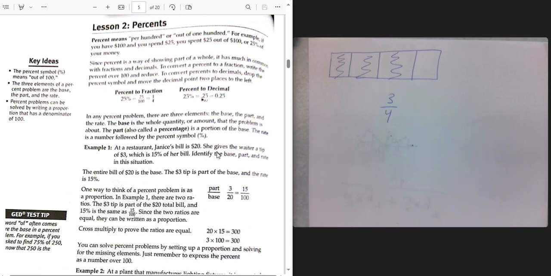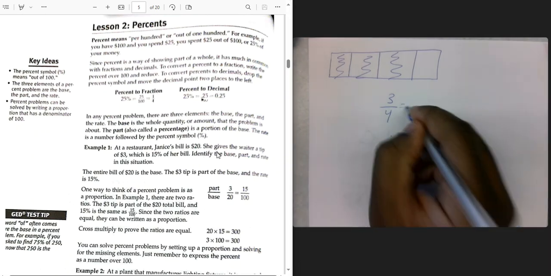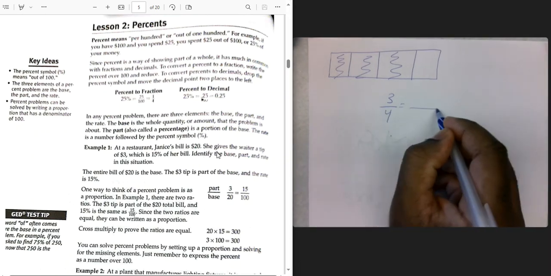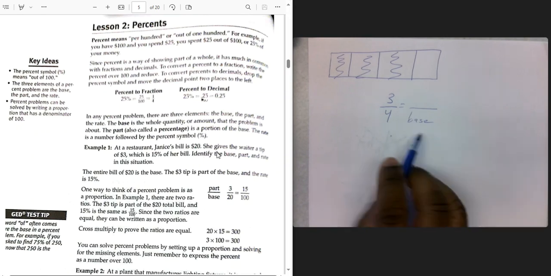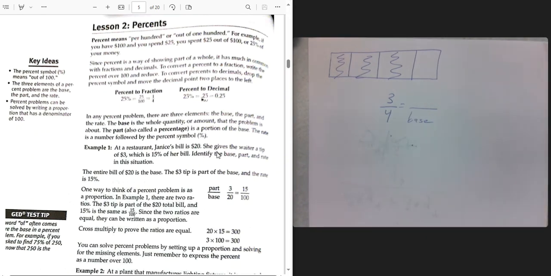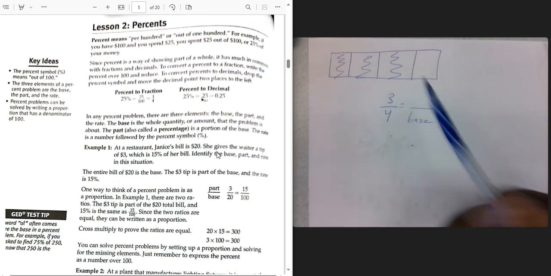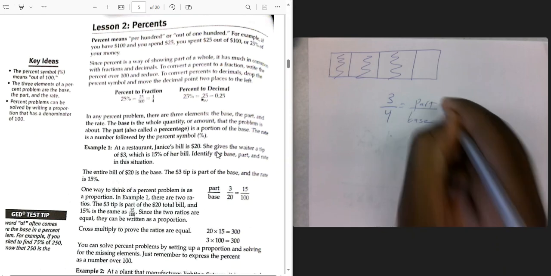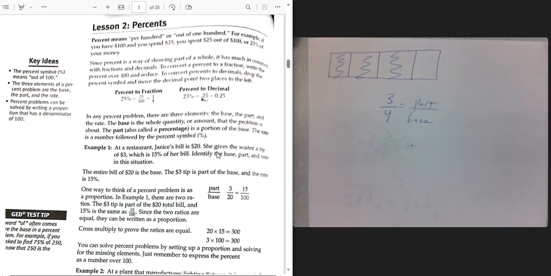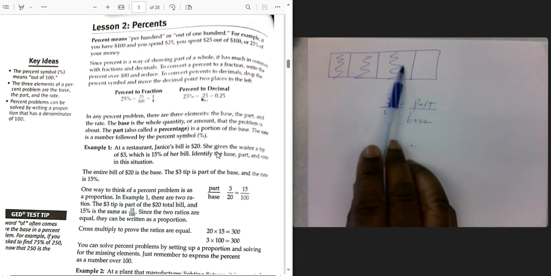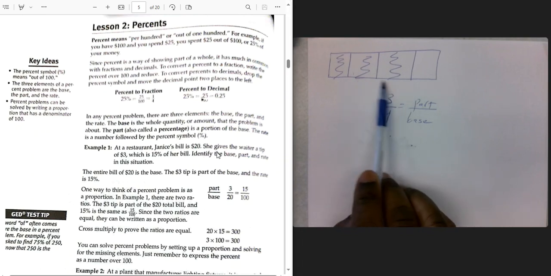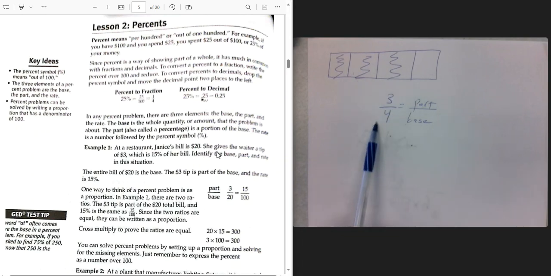We're using this same knowledge that you had before. Instead of saying the whole, you would say the base. The whole and base are the same. And then instead of saying what's shaded, you would just say the part. So you actually have done this before, it just was worded differently. So again, part is the shaded portion or the portion you're looking for, and the base is everything, the whole problem.